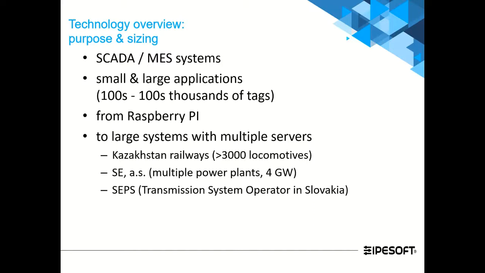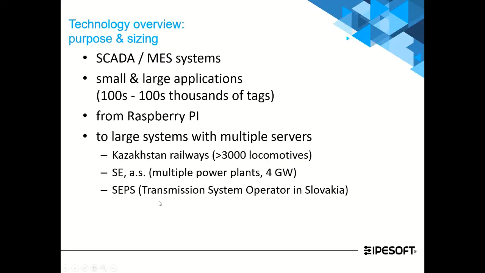We built an energy dispatching center for Kazakhstan Railways, which performs data acquisition, processing, and evaluation for over 3,000 locomotives in real time. That is, 1 minute data are acquired from diesel and 15-second data from electric locomotives.